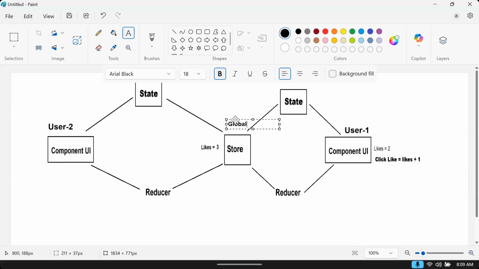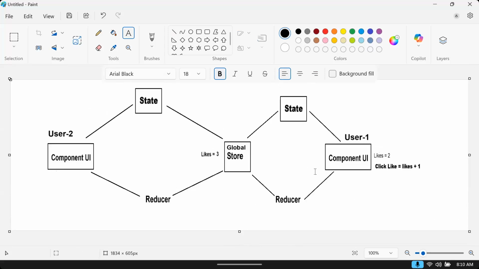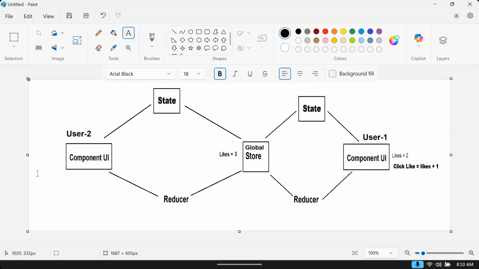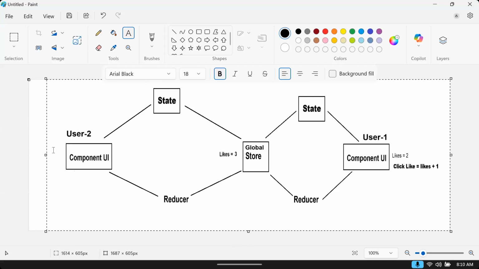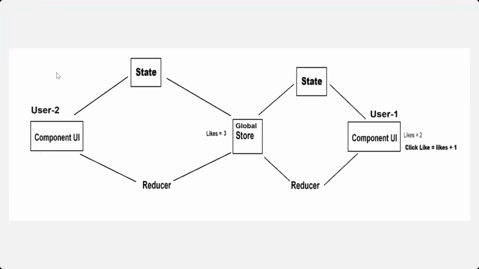This is the global store, and this global store is accessible to all users. That means the data is available to everyone and everyone can view it. This is the basic cycle of how it happens.